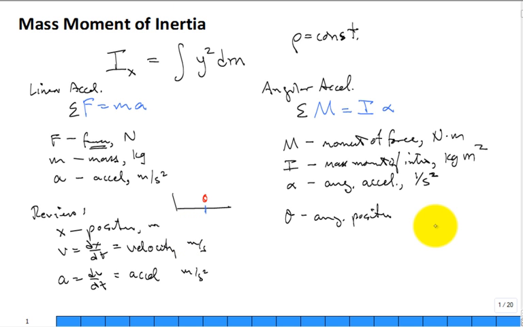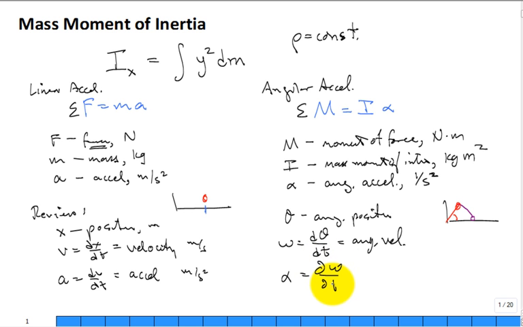Well, in a rotational system, you have a coordinate system. Let me just draw it. Then you could have something that's rotating, and you say, well, at this instant, what is its angle? Theta. And so it can change with time. So what is omega? That's the time derivative of the angular position. That's the angular velocity. And then what's alpha? Alpha is the time derivative of omega. So that's the angular acceleration.